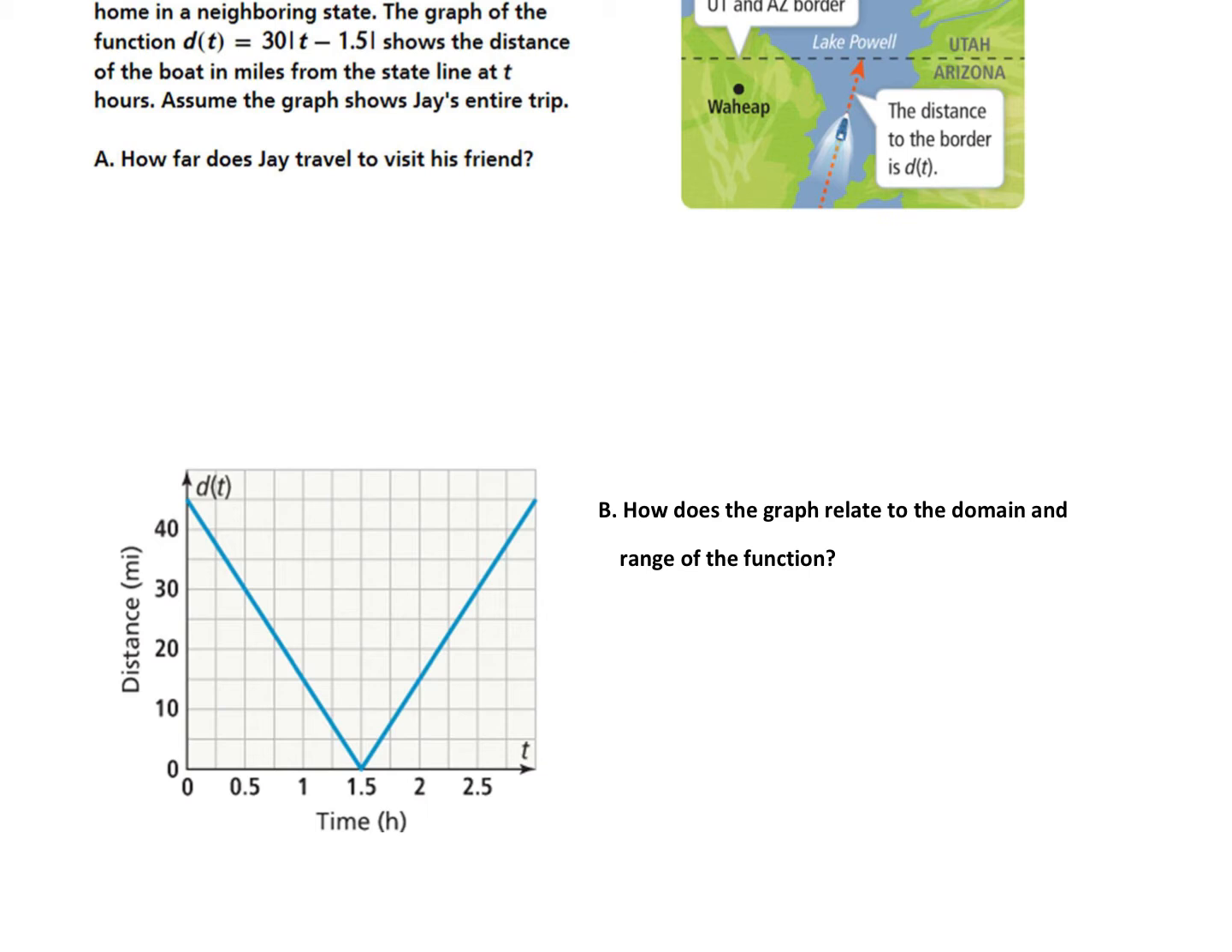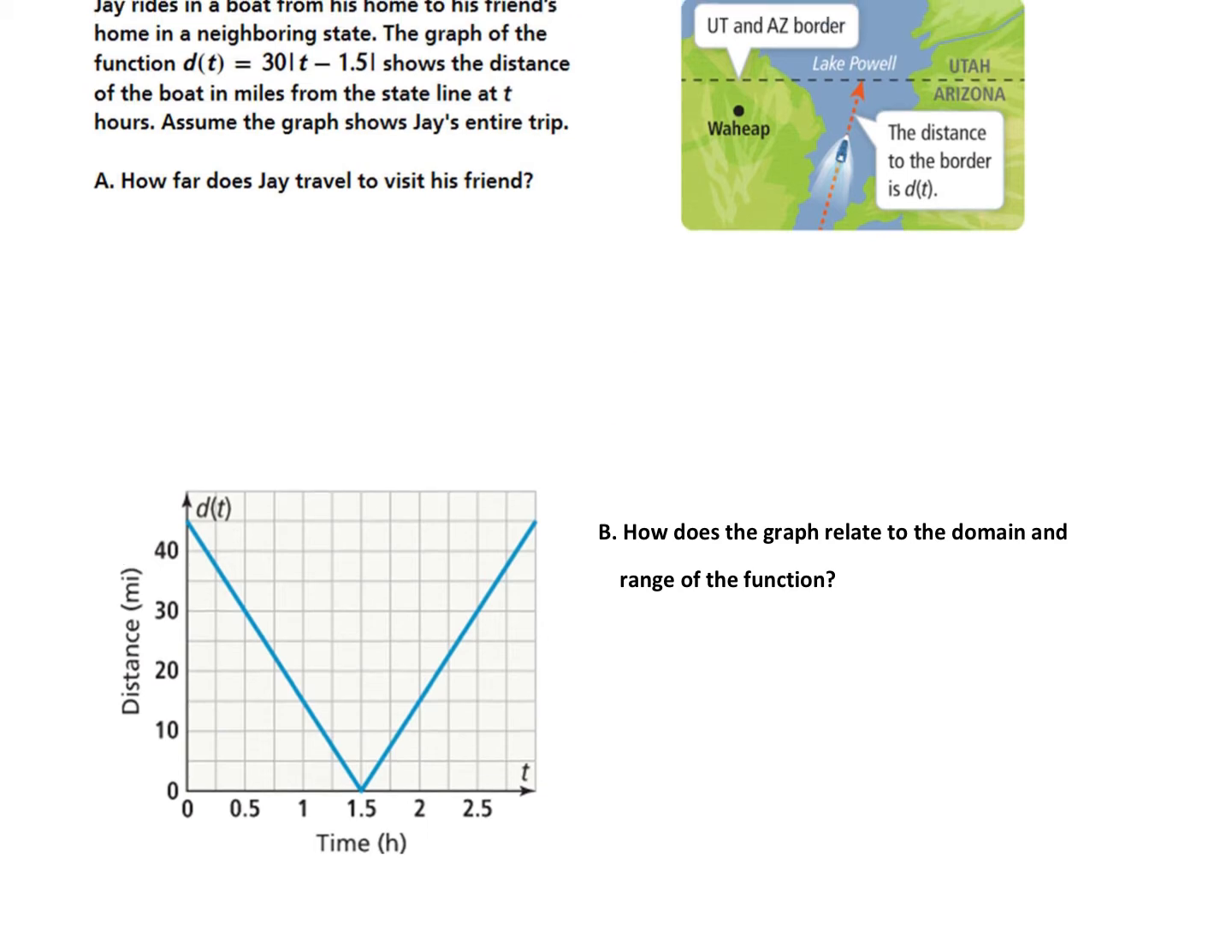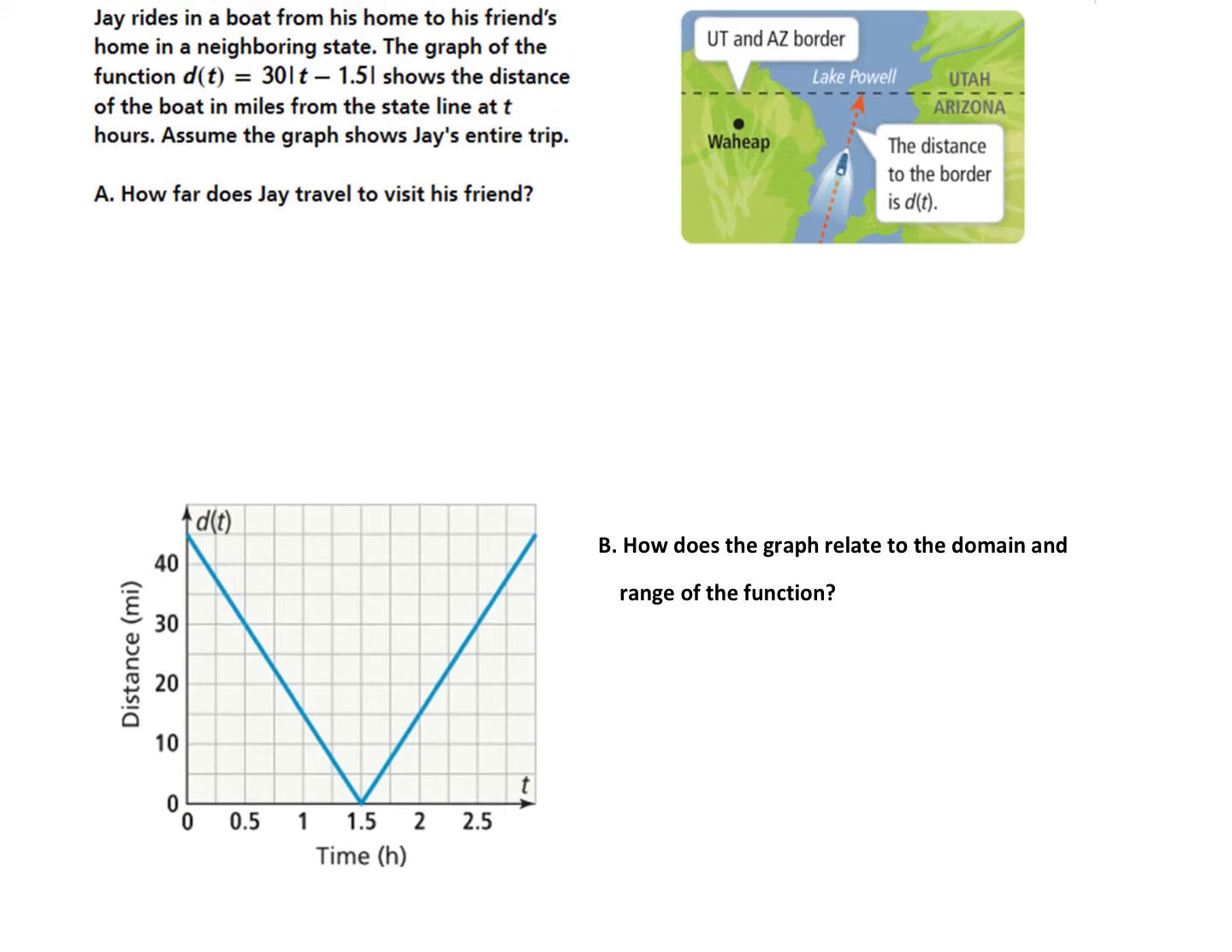All right. So the function is up here. d of t equals 30 times the absolute value of t minus 1.5. If you notice, we've got our 1.5 right here. If we put context to this, time is 1.5 hours. So here's what's happening. Our distance at time of 0, so before he starts driving the boat, here's his distance away from the state line. He is 45 miles away from the state line.